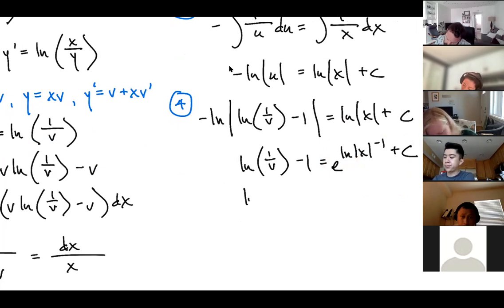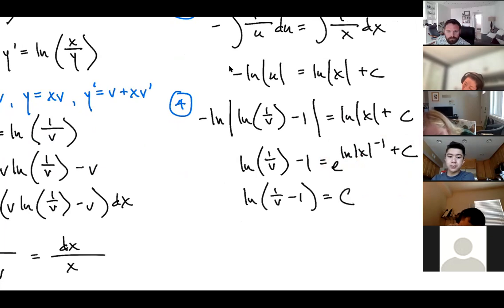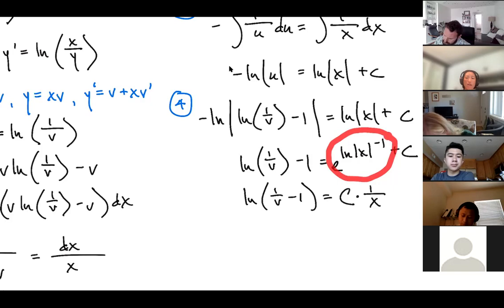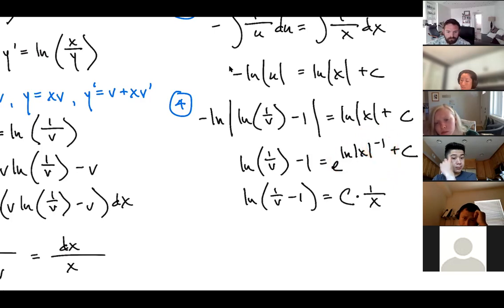So we get natural log of 1 over v minus 1 equals, be careful here, c times 1 over x. And the 1 over x comes from that -1 exponent. And there are a couple people who missed that on the homework, all right? So I just wanted to point that out, not as a for shame, but just that that negative sign does actually change what that might be. And so we'll end up with 1 over x here. And this c is really e to the c. And so that's why we're multiplying it there.